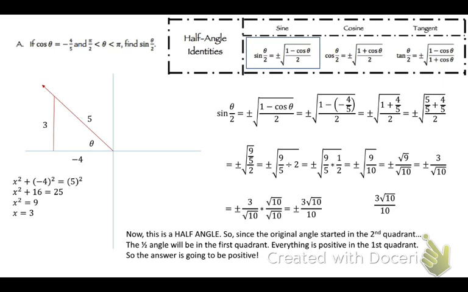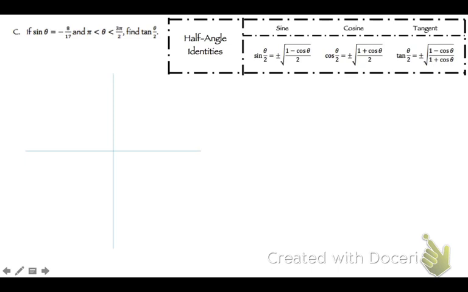So it's 3 square roots of 10 over 10. Okay, let's do another example of that. So let's do example C. I'm given that sine is negative 8/17, and it's between pi and 3 pi halves, and I'm asked to find tangent. Well, tangent uses cosine, so I need to find what cosine is.